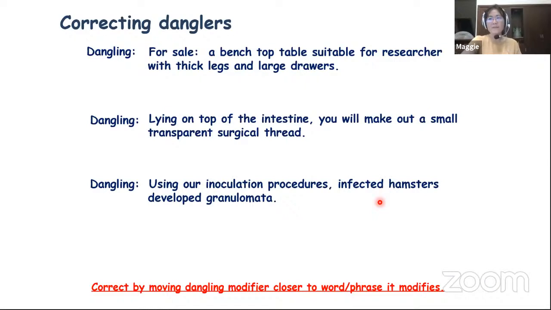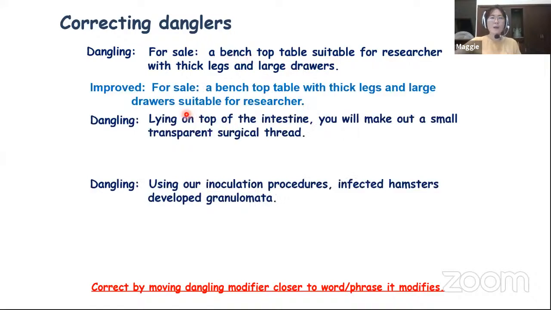The first one: for sale, a bench top table suitable for researchers with thick legs and large drawers. Which are the modifiers in this sentence? It would be with thick legs and large drawers, right? However, these modifiers are in the wrong place. They should be after a bench, right? So the correct one: for sale, a bench top table with thick legs and large drawers, suitable for researchers. It's much better, okay?